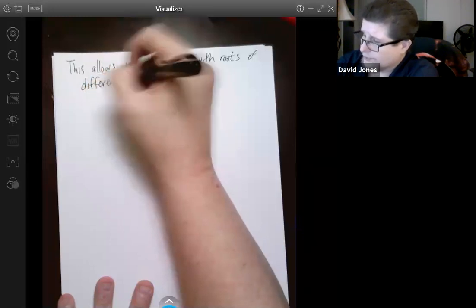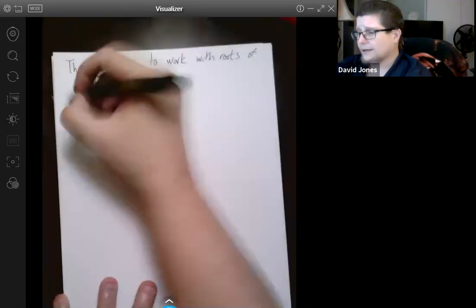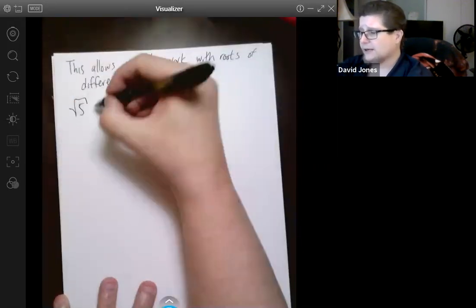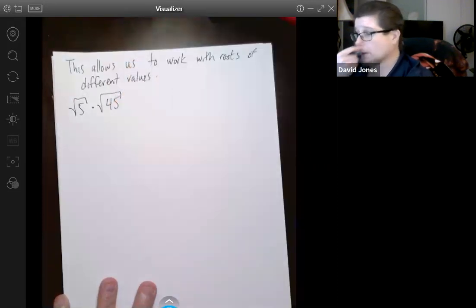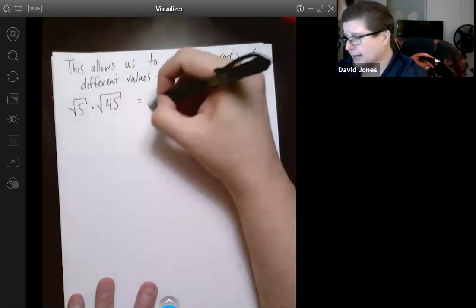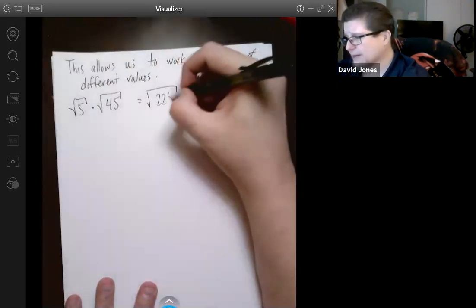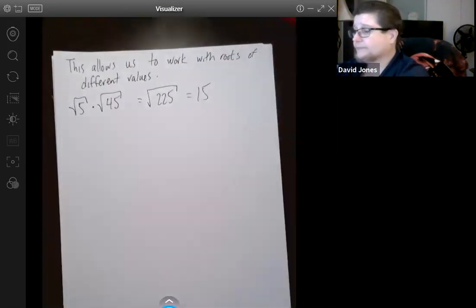Numbers or values. Square root of 5 times the square root of 45. Well, I can put those together. 5 times 45 is 225, and that's 15. But what if I don't have the square root of 225 memorized and I don't have a calculator?